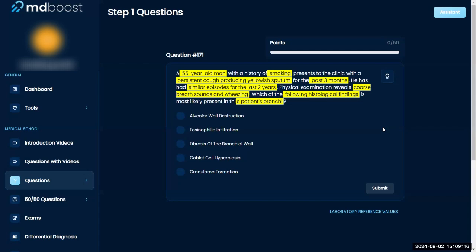Yellow sputum, I'm thinking kind of bacterial, but it's not. It could go a few different ways here. Let's see. Alveolar wall destruction, eosinophilic infiltration, fibrosis of bronchial wall, fibrotic tissue, goblet cell hyperplasia, granuloma formation. Okay. In the bronchi, right off the bat, I like alveolar wall destruction.